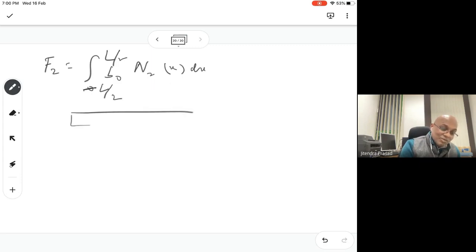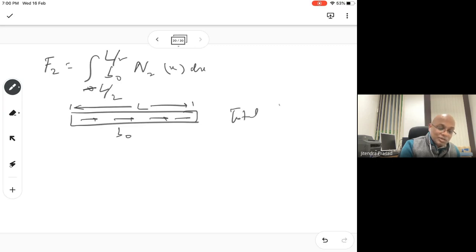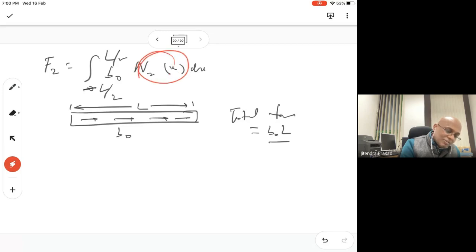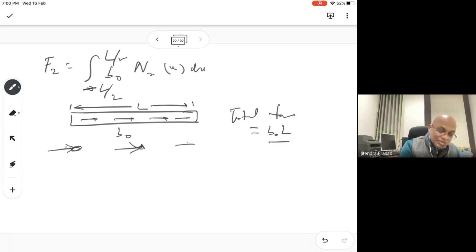Remember, whatever force we have here, this is b naught, and this is L total. Total force will be b naught times L. What you are doing is using this interpolation function to redistribute it, from this continuous force to a discrete force. The same thing is redistributed to these two nodes, and you have b naught L over 6 here, b naught L over 6 here, but the total is b naught L.